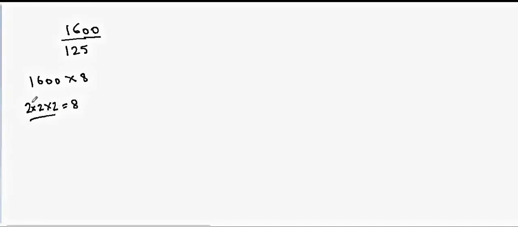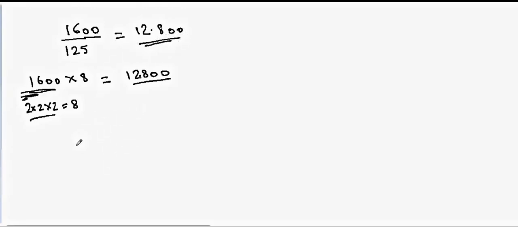So remember, when we have to divide by 5, we just take one 2; for 25 we take two 2s, and for 125 we take three 2s, right? So 1600 I multiply by 8. What is 1600 into 8? It's easy. We already know 16 into 4 is 64, so 16 into 8 is 128, and then we put two zeros at the end, and we put a decimal after three digits, so the answer will be equal to 12.800.